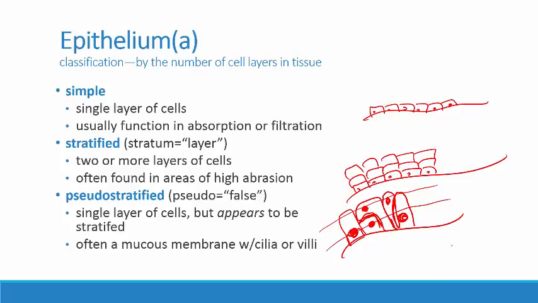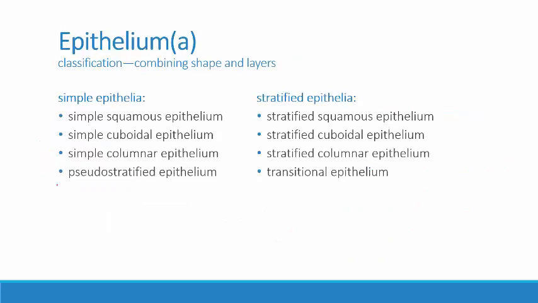So there are three arrangements. They can be simple or they can be stratified, and pseudostratified is actually a simple epithelium that has the appearance of stratification. So we can combine these three shapes and two different kinds of stratification, or stratification and no stratification, to make 6 different epithelial types, and then we'll add in 2 kind of wonky epithelial types.